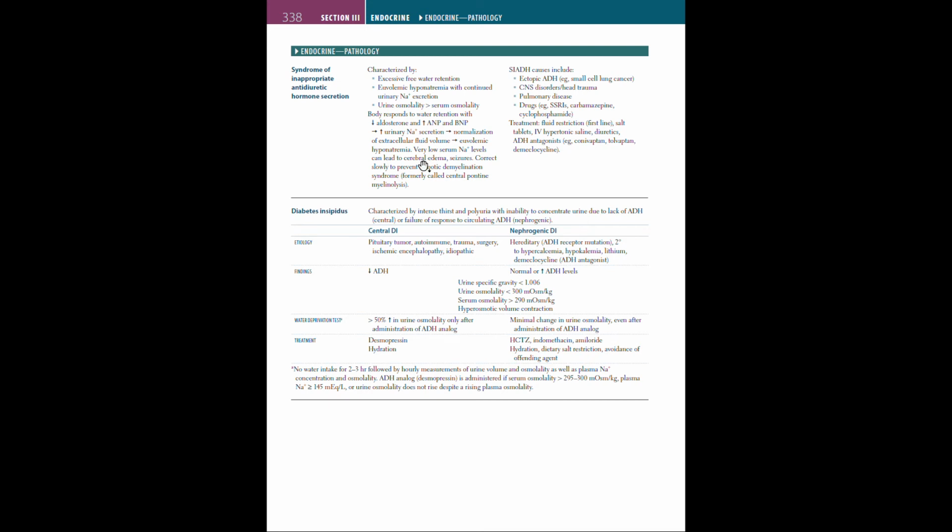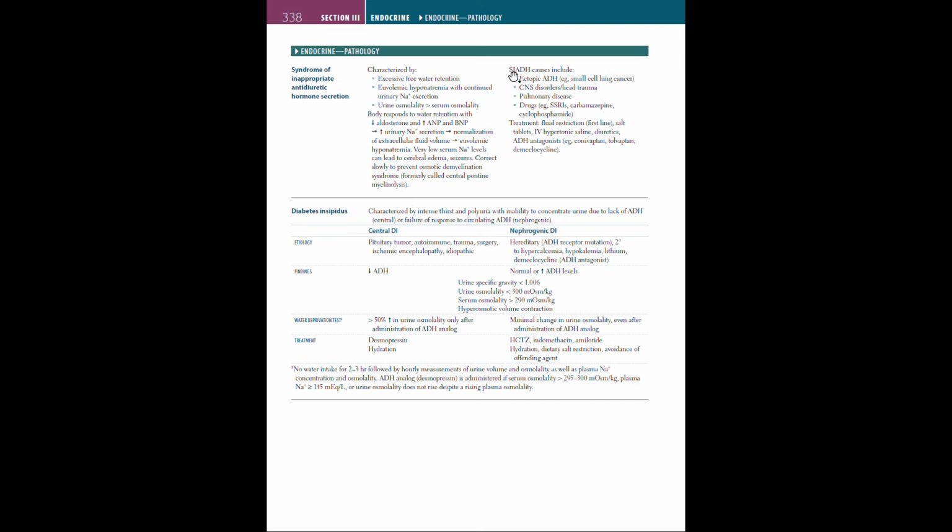Here you see very low serum sodium levels can lead to cerebral edema and seizure. Correct slowly to prevent osmotic demyelination syndrome, commonly called central pontine myelinolysis.